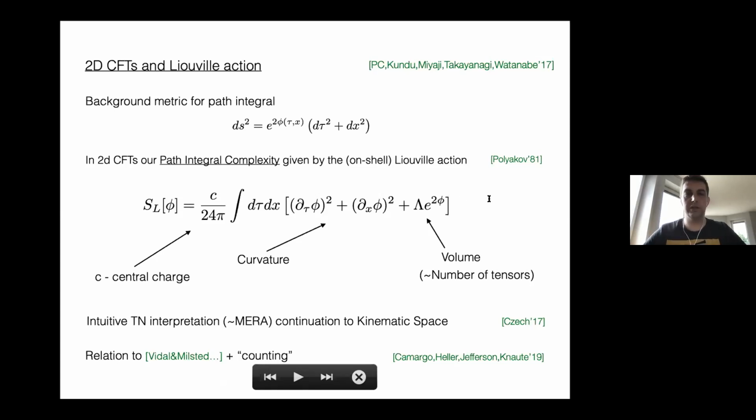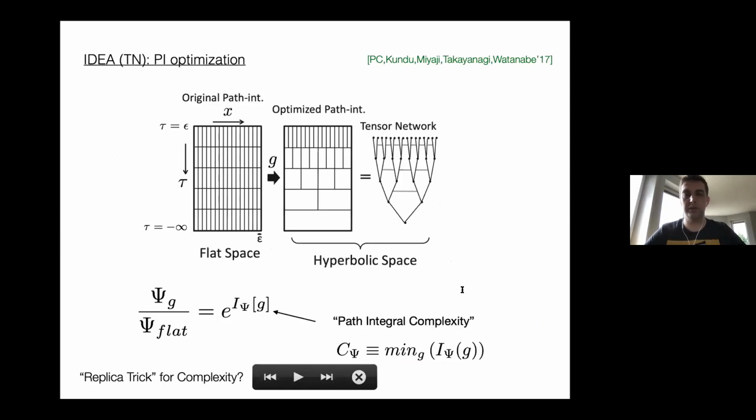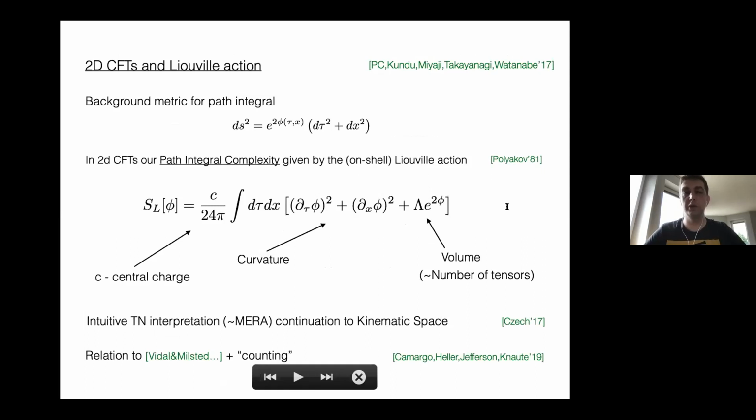So at least in two-dimensional CFTs, when we do this optimization, we are minimizing this path integral complexity, which means we have to solve the Liouville equations of motion for this field phi with particular boundary conditions. And the on-shell value of this Liouville action then gives us the path integral complexity for a given state. There have been very nice works after this proposal trying to give an intuitive interpretation of this Liouville action in terms of tensor networks, for example, MERA.